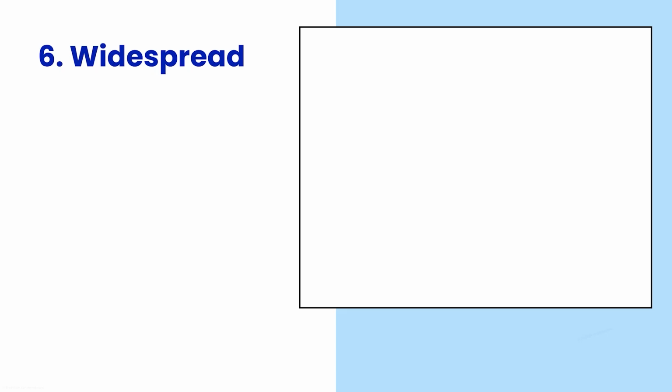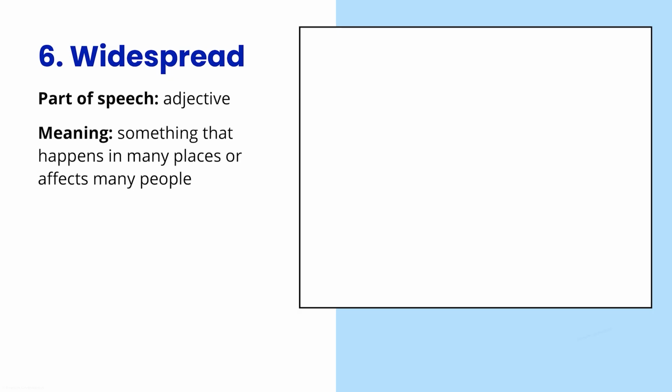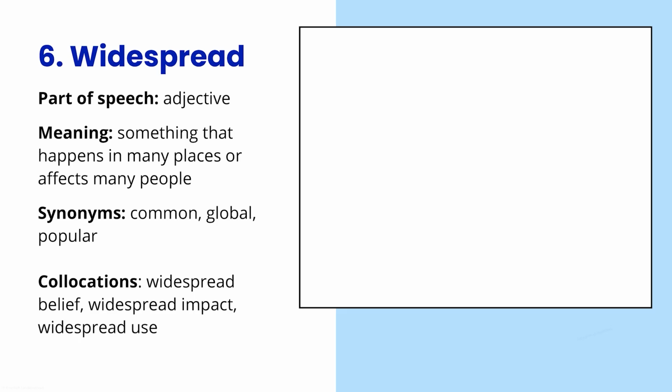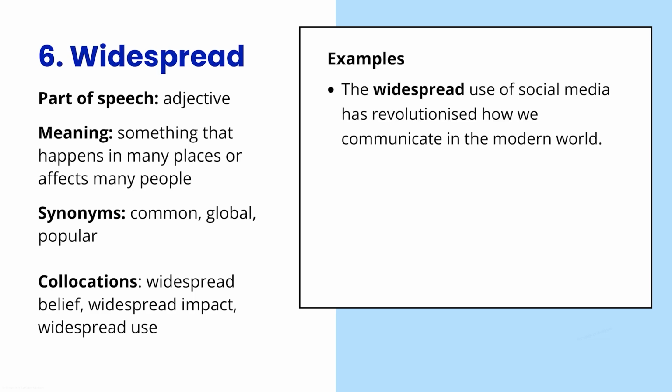Moving on to number 6 now, which is widespread. This is an adjective, and it means something that happens in many places or something that affects many people. Here are some synonyms: common, global, popular. Some collocations are widespread belief, widespread impact, and widespread use. So for example, a widespread belief, that simply means a belief that happens in many places or something that affects many people. Here's an example.